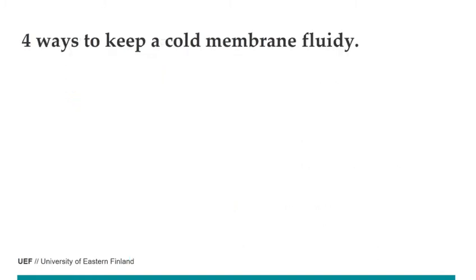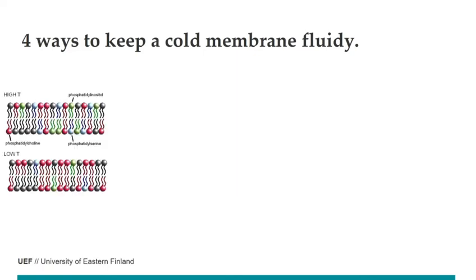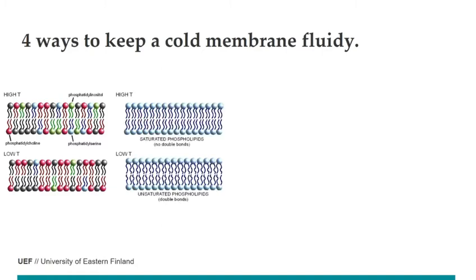And there are actually four ways to keep the cold membrane fluid. First of all, we can change the membrane phospholipid type. So if we have, for example, three different types of phospholipid, we can increase one type in the cold climate and make the membrane a little bit more fluid. And then, of course, what we all know, if we increase the unsaturation, it gets more fluid. There are more double bonds, and it can be fluid also in cold temperatures.